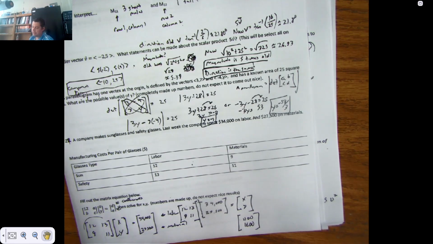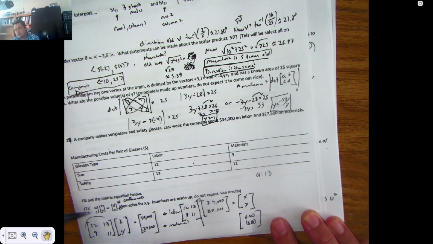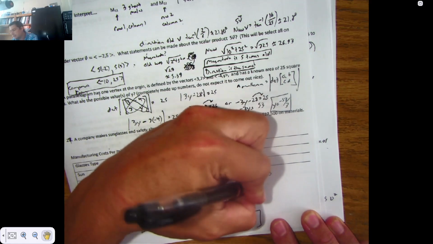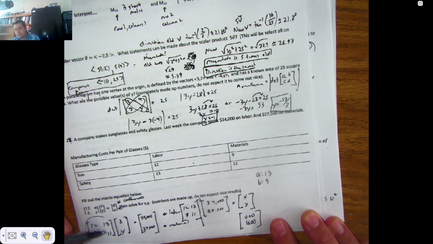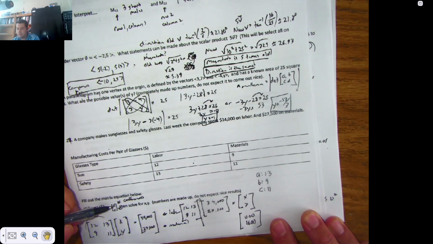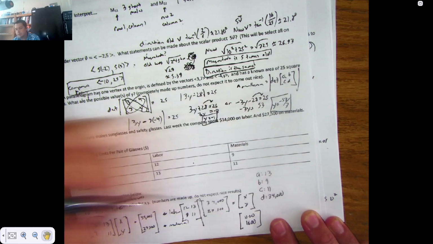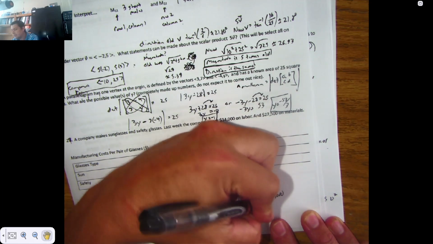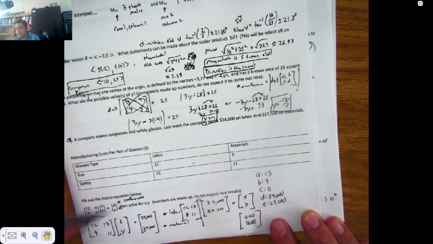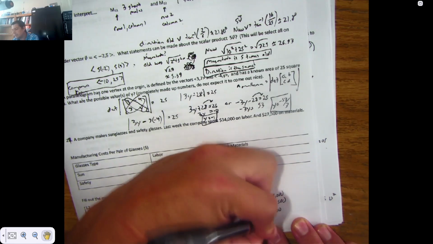Now what you're going to see here is some stuff you have to fill out. Your A value was 13, all right? Your B value was 9. Your C value was 11. The D value was 34,000. The E value was 27.5. The x value ended up being 1100. And the y value ended up being 1600.